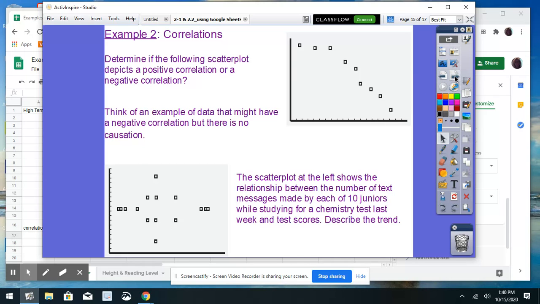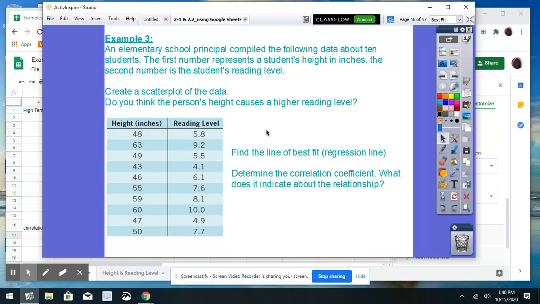And then we have the second set of data. This is example 2, actually. An elementary principal compiled some data about 10 students. The first number represents a student's height in inches, and the second is the student's reading level. And then we're going to create a scatter plot of the data, and we're going to find the line of best fit, the regression line, and then determine if our correlation coefficient is a strong one or not so strong.